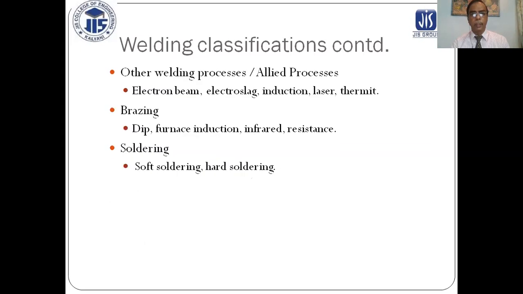Welding classification and others, other welding processes and allied processes: electron beam, electroslag, induction, laser, thermit, brazing, dip brazing, furnace brazing, induction brazing, infrared brazing, resistance brazing, soldering, soft soldering, and hard soldering.